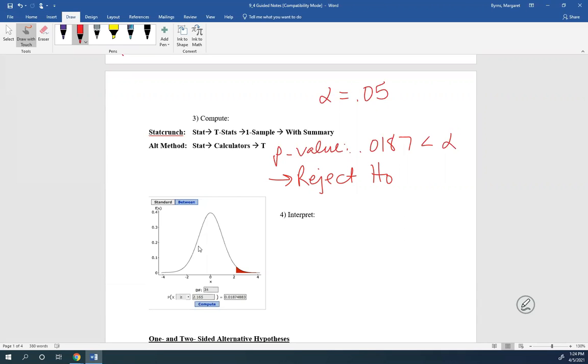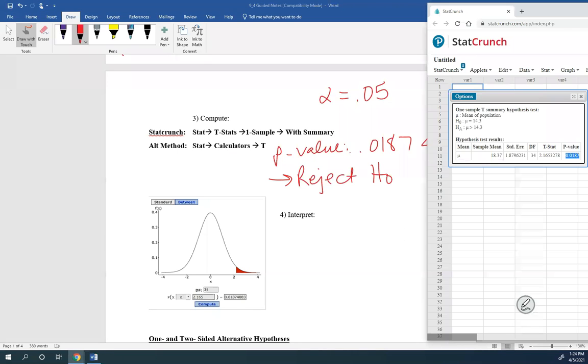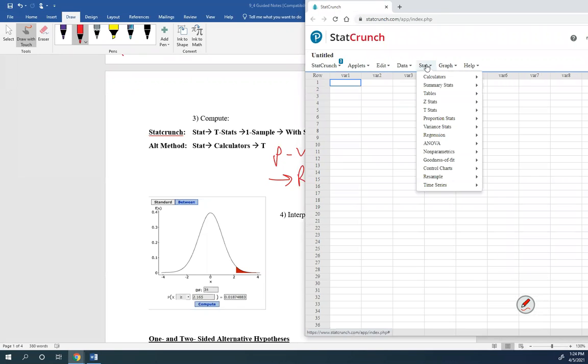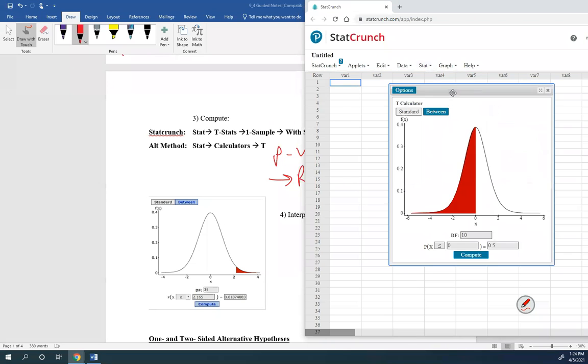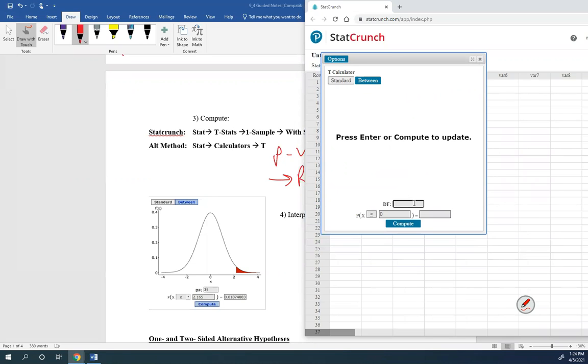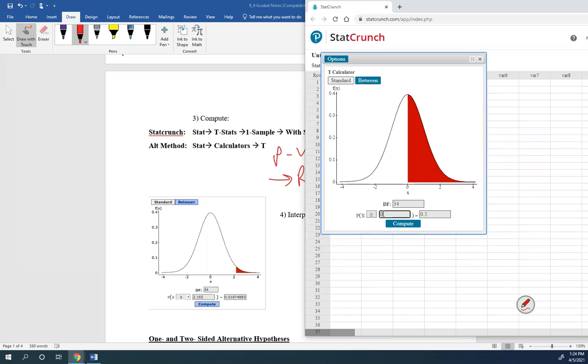By the way, this screenshot you're seeing with this alternate method in StatCrunch to get this information, let me just show you what that looks like in StatCrunch. We would go, let me close this out for a minute. We would go to Stat, Calculators. Just like earlier in the course, we used to do a normal distribution. It's the same idea. We're just now going to do a t-distribution. We're going to put in our information from there. So I'm going to put in my degrees of freedom. Remember, it's n-1, so my n was 35, so it's going to be 34. And I'm looking for the probability that we are greater than our t-score.